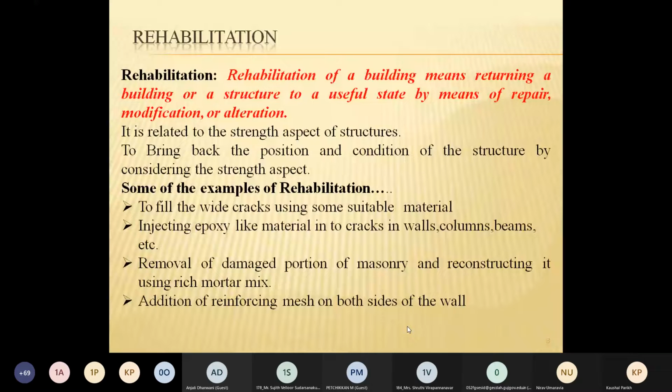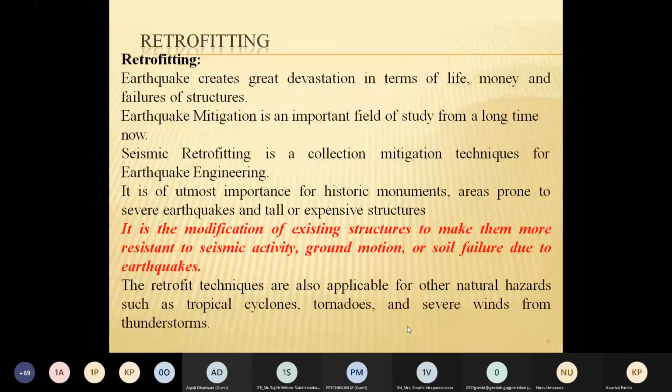The third terminology is retrofitting. The retrofitting term is more or less associated with damages caused by earthquakes, or even where damages have not been taken care of, but we want to improve the strength to mitigate the earthquake. Then the word retrofitting is associated. Earthquakes create great devastation in terms of life, money, and the failure of structures. So for the long-term study of any kind of structure, earthquake mitigation study is very important.